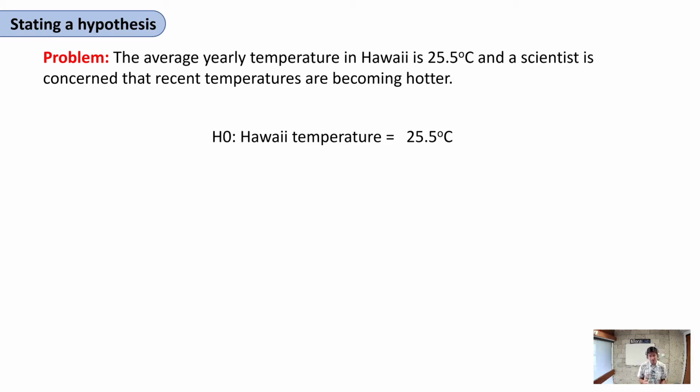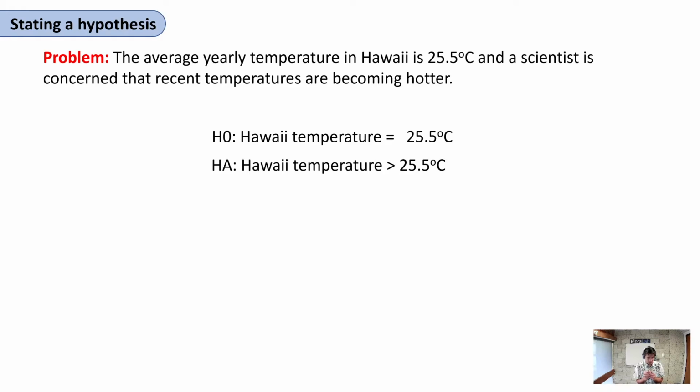The alternative hypothesis, which again is always what we are interested in, you need to also get a hint from the question itself, right? So in this case, the scientist is concerned that the temperatures are becoming hotter, right? So that means that the alternative hypothesis for this specific problem has to be that the temperature in Hawaii is larger than 25.5. At times, you need to be comprehensive in the way that you state this hypothesis.